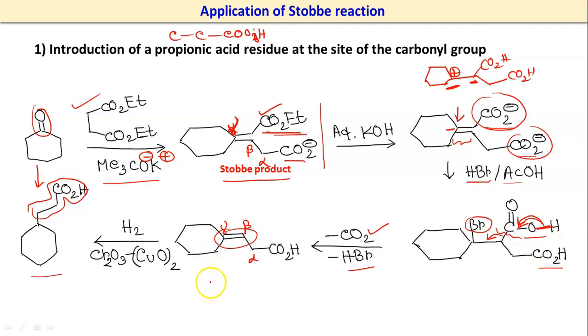And for this reduction, we are using hydrogen in the presence of copper chromite. This reagent is known as copper chromite, which is used for hydrogenation reactions. So in this way, we can introduce a propionic acid residue at the site of the carbonyl group. This is the first application of this reaction.